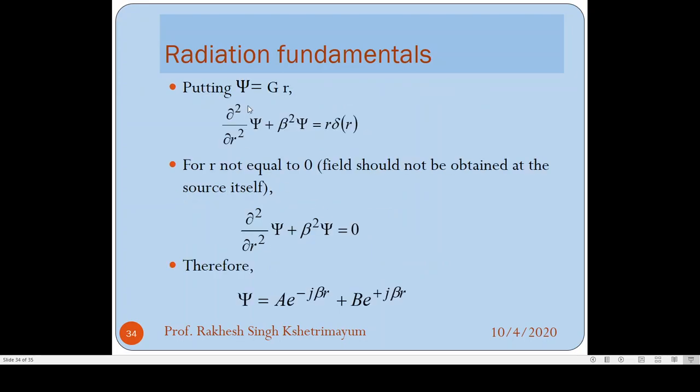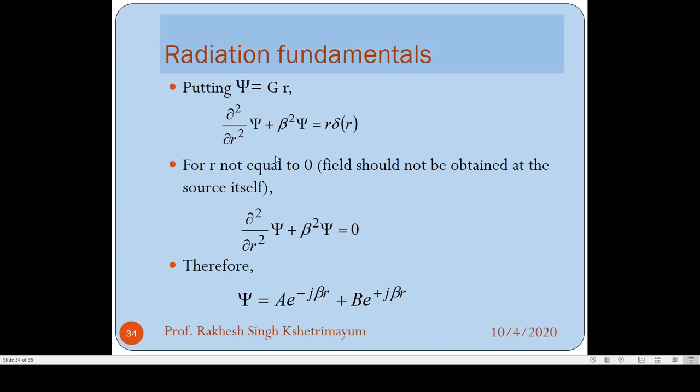So now you just make a simple substitution, psi is equal to gr. Then the previous equation simply becomes del square psi by del r square plus beta square psi plus r delta r. So now what is the delta function? Delta function, delta r is 1 when r is equal to 0, and it is 0 for all other values of r not equal to 0.